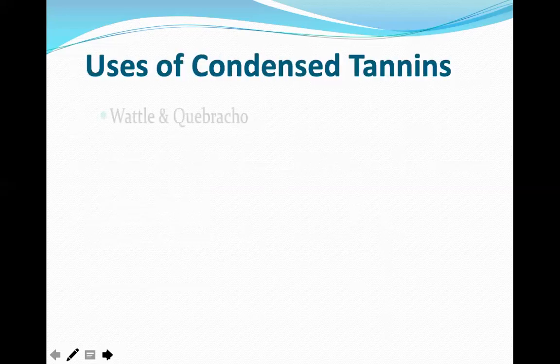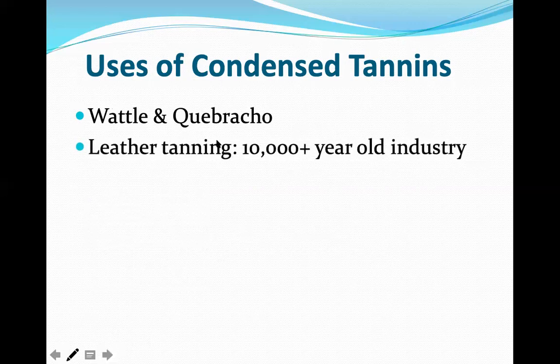So, uses of condensed tannin: Quebracho and Wattle are used in the tanning of animal hide and skin. The tanning industry finds them very useful. Leather tanning is a 10,000-plus-year-old industry, very old. People started using Quebracho and Wattle and other mimosa tannin in leather tanning even 10,000 years before.